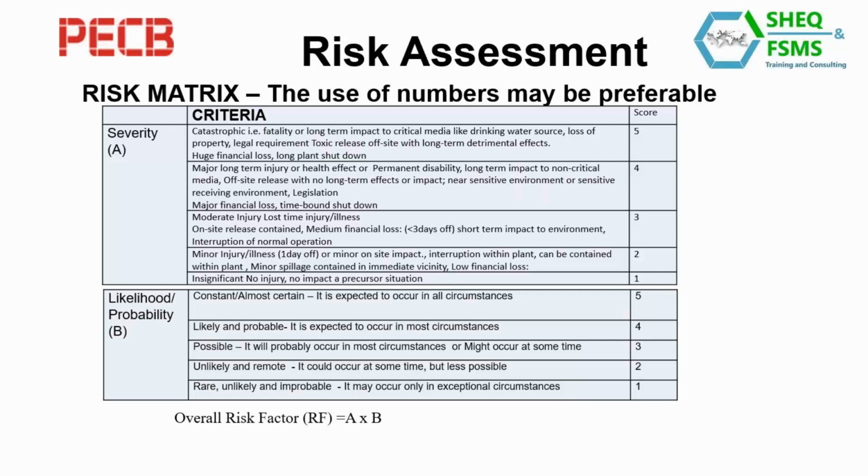So the overall risk there is A times B. If the incident is really catastrophic, but it is rare, then it's 5 times 1, which is 5, which is a low risk. If the incident is major and it's constant or almost certain, it's expected to occur in all circumstances, then it is 4 times 5, which is 20, which is the high risk. This is how this risk matrix with the use of numbers is used.